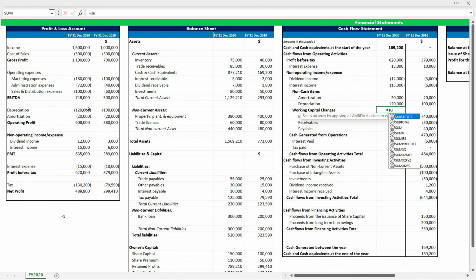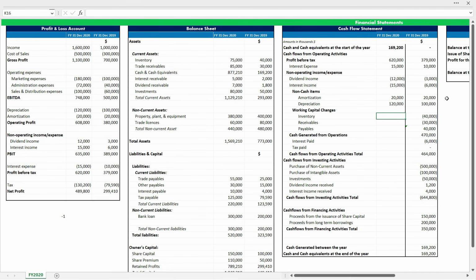And just to check, I'm going to calculate the subtotal to see if my values are correct. And once I do that, you can see my subtotal here is 748, which is my EBITDA value. So I can confidently say that I have reversed my profit and loss statement up to this point. So this subtotal is not needed. I'm going to delete that. Now let us talk about inventory, receivables and payables.